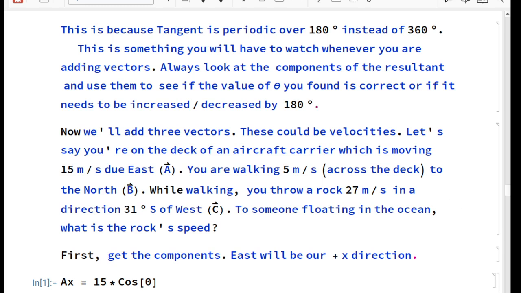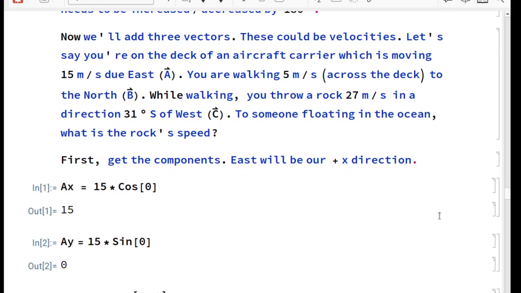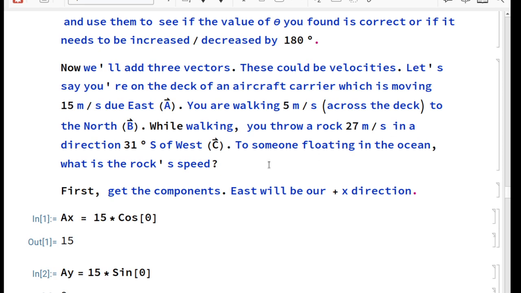What if we want to add 3 vectors? These can be velocities, that's fine. We can say you're on the deck of an aircraft carrier, it's moving 15 meters per second due east. You're walking across the deck to the north at 5 meters per second. And while you walk, you throw a rock at 27 meters per second in a direction 31 degrees south of west. What would someone in the ocean see for the rock's speed?